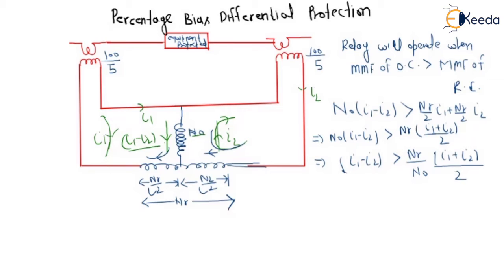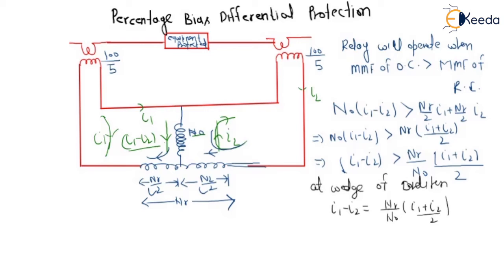So what will the wedge condition be? Wedge condition means verge condition. At the verge condition we can see that I1 minus I2 will be equal to NR by N naught into I1 plus I2 by 2. So simply, the relay will operate when I1 minus I2 is greater than NR upon N naught into I1 plus I2 by 2.